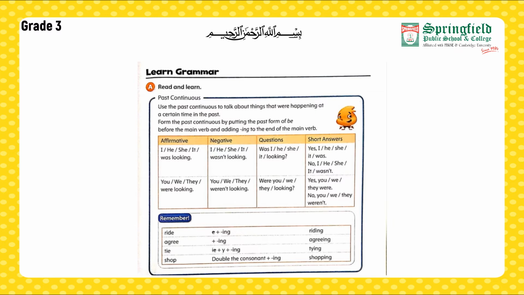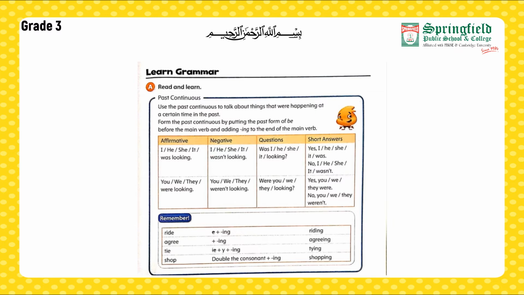Moving down, we use were with you, we and they. Like, you were looking. For negative, similarly, weren't or were not is used with you, we and they. You weren't looking. For questions, were you looking? Yes, you were. No, you weren't.